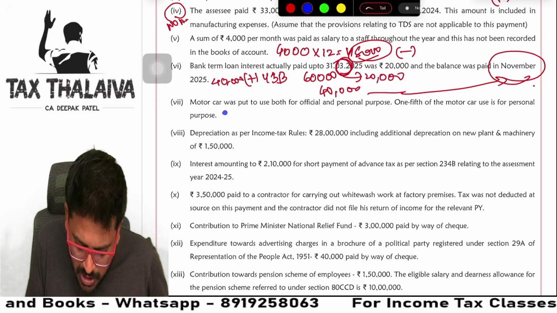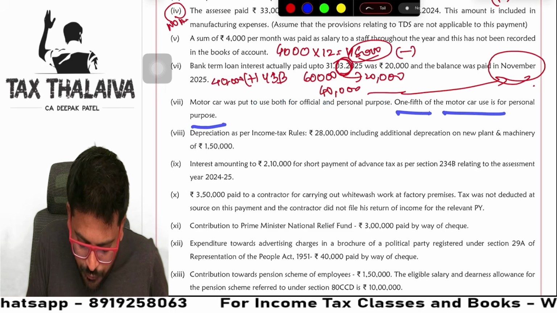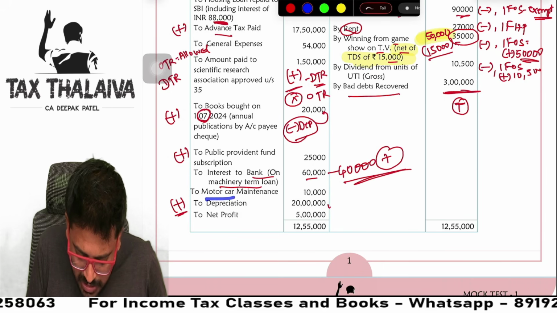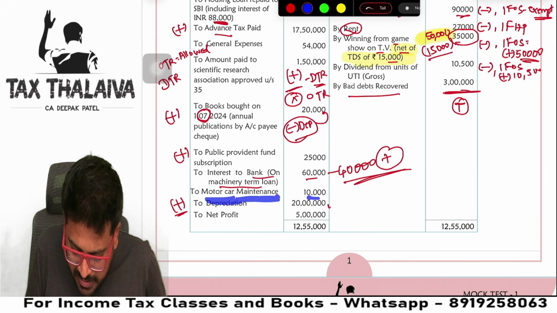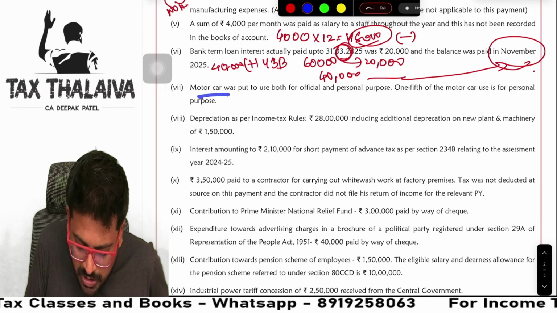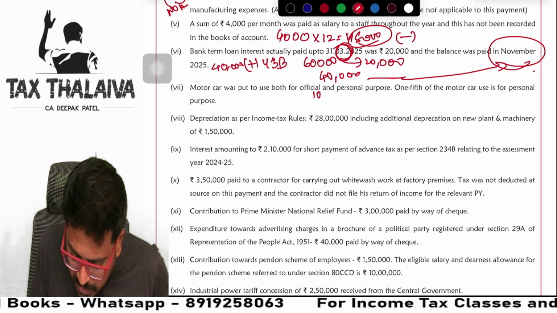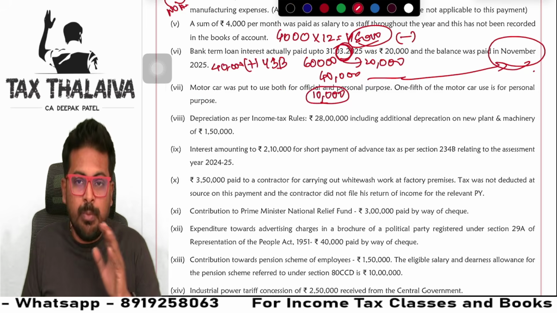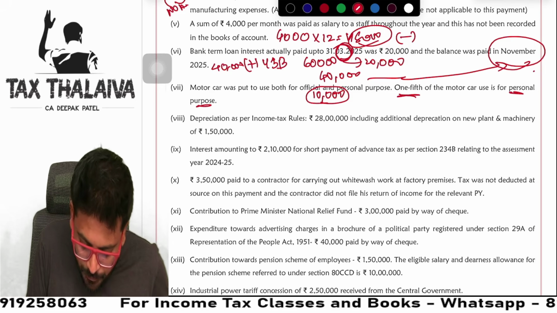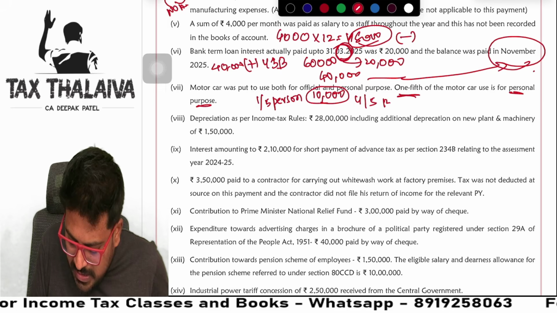Next. Motor car was put to use both for official and personal purpose. 1/5 of the motor car used for personal purpose. Guys, see here, motor car maintenance, 10,000 rupees you claimed in the profit and loss account. Now what is this information saying? Motor car was put to use for both office and personal purpose. So out of this 10,000 rupees, 1/5 of the motor car is used for personal purpose. So 1/5 is personal expenditure, 4/5 shall be business expenditure.